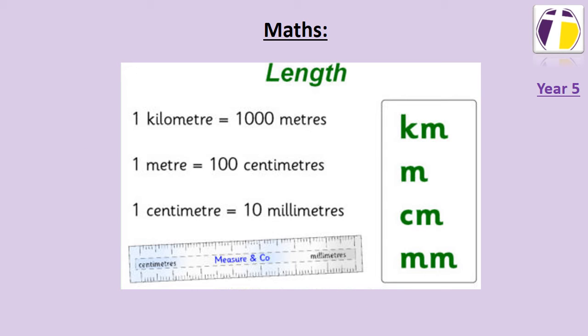In maths, we have been recapping conversions between different measurements. Here are some basic facts that you all should know when you're in Year 5 about length. 1 kilometre is equivalent to 1,000 metres. 1 metre is equivalent to 100 centimetres, and 1 centimetre is equivalent to 10 millimetres. If you know these facts, you will be able to work out more difficult conversions.